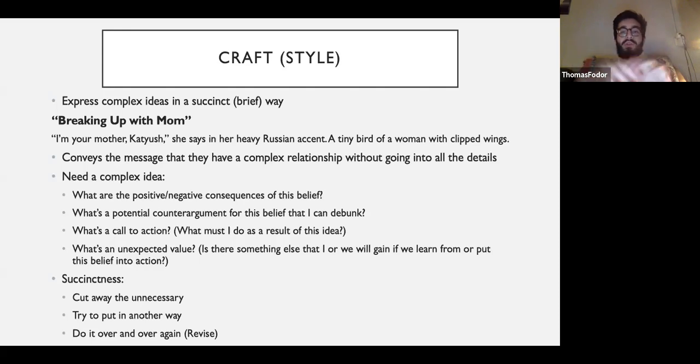But returning to the idea of craft, here are some guiding questions for you as you think of the ideas that you have and you consciously digest those ideas. All right, now how do you put those into a succinct way? To do that, you're going to have to cut away a lot of the unnecessary words that you have in your description.